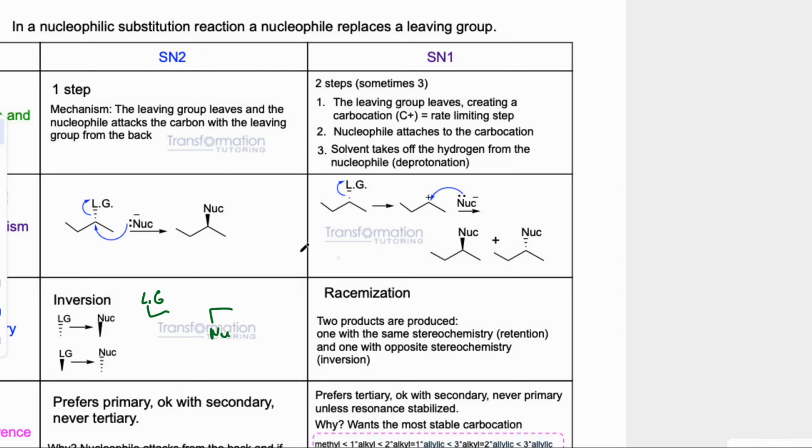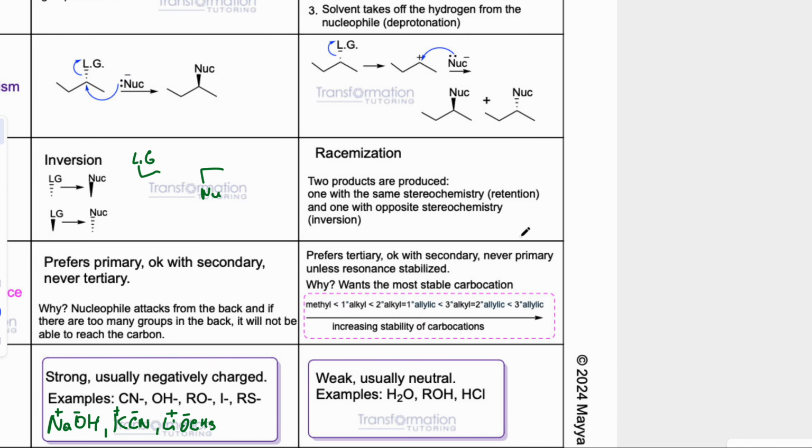We make two products. In SN2, we made one product. We had inversion of stereochemistry. If this was dash, this became wedge. In SN1, we make two products. Our nucleophile can either attach on a wedge or on a dash. Next, in terms of the substrate, it has the opposite preference. SN1 has the opposite preference of SN2.